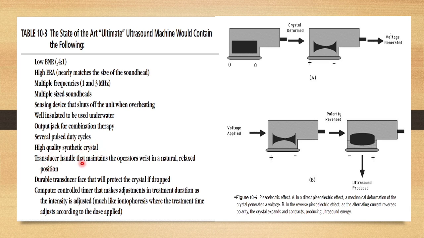It should have a transducer handle that maintains the operator's wrist in a neutral and relaxed position. It should have a durable transducer face that will protect the crystal if dropped. It should have a computer control timer that makes adjustments in the treatment duration as the intensity is adjusted, much like your iontophoresis, where the treatment time adjusts according to the dose applied. So these are the basic things needed for a good ultrasound.